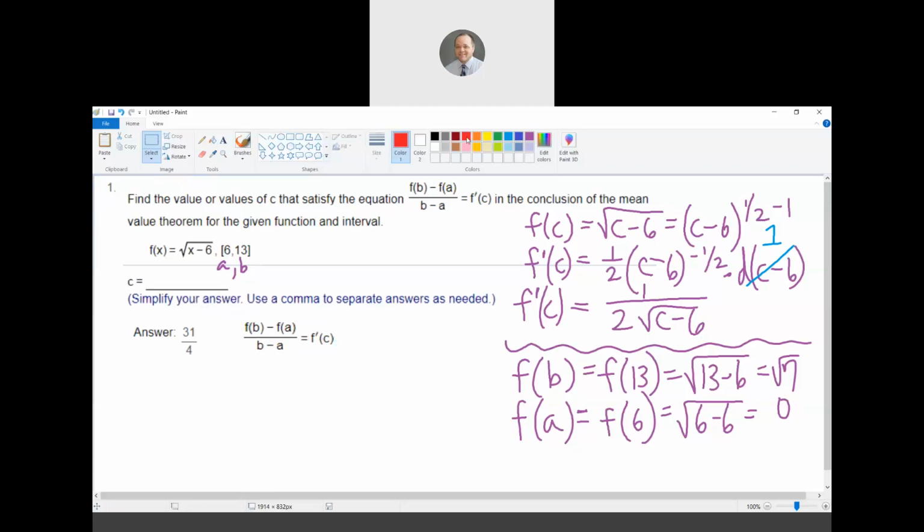All right, f of b minus f of a is square root of 7 minus 0, which is square root of 7, all over b minus a, or 13 minus 6, equal to f prime of c, which is 1 over 2 times the square root of c minus 6. Now let's cross multiply.